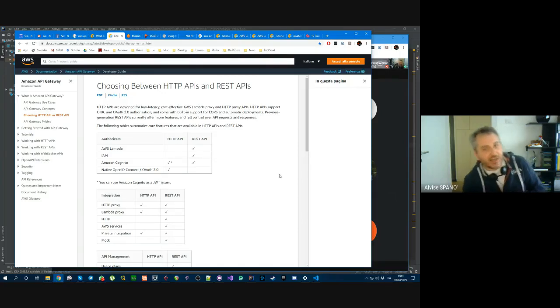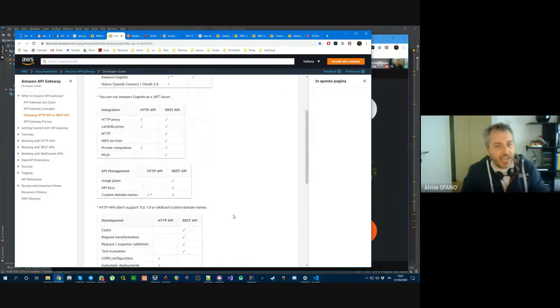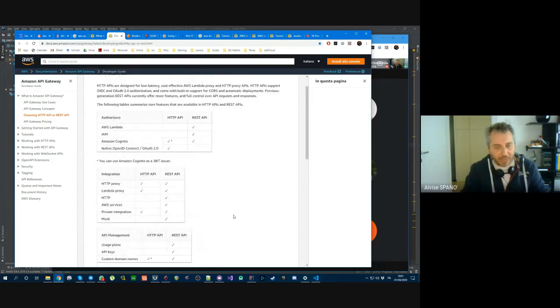A REST API is something even different. You do not have to mistake and confuse an HTTP API with a REST API. They are 2 different things. And in this diagram, you see the differences actually from the AWS point of view. But basically, what REST means is that you have to design a stateless API.